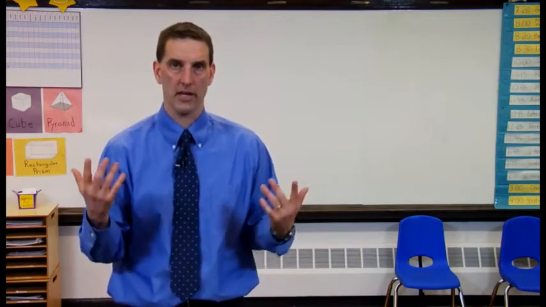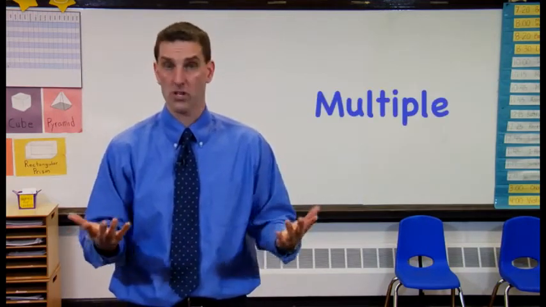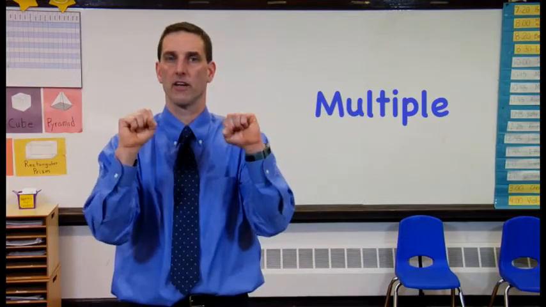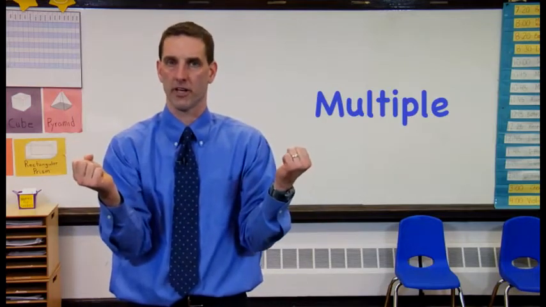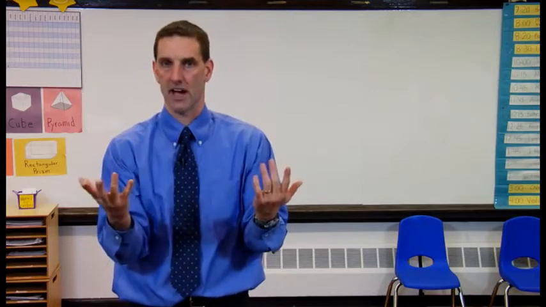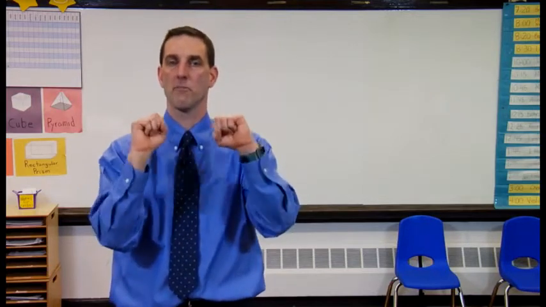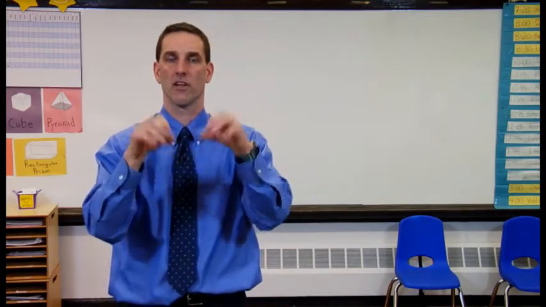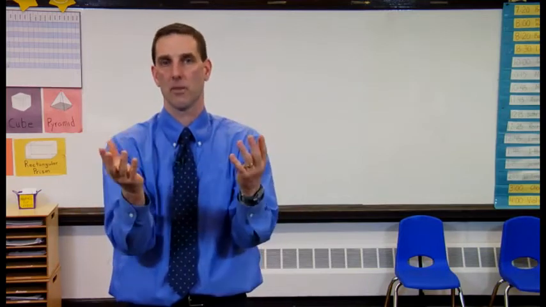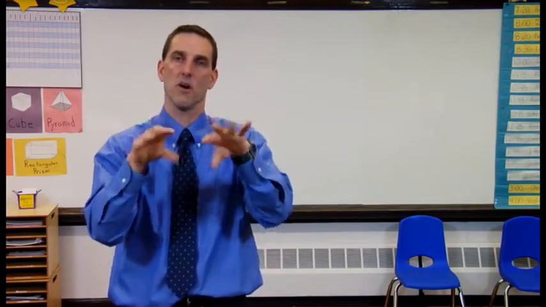The first one is multiple. So what I usually do for multiple is I use my fingers like this. Multiple is often confusing for kids, the difference between multiples and factors and common multiples. But for multiples, I usually flash my fingers out like this and I say multiple. So I break the word into 3 syllables, 3 flashes, multiples.